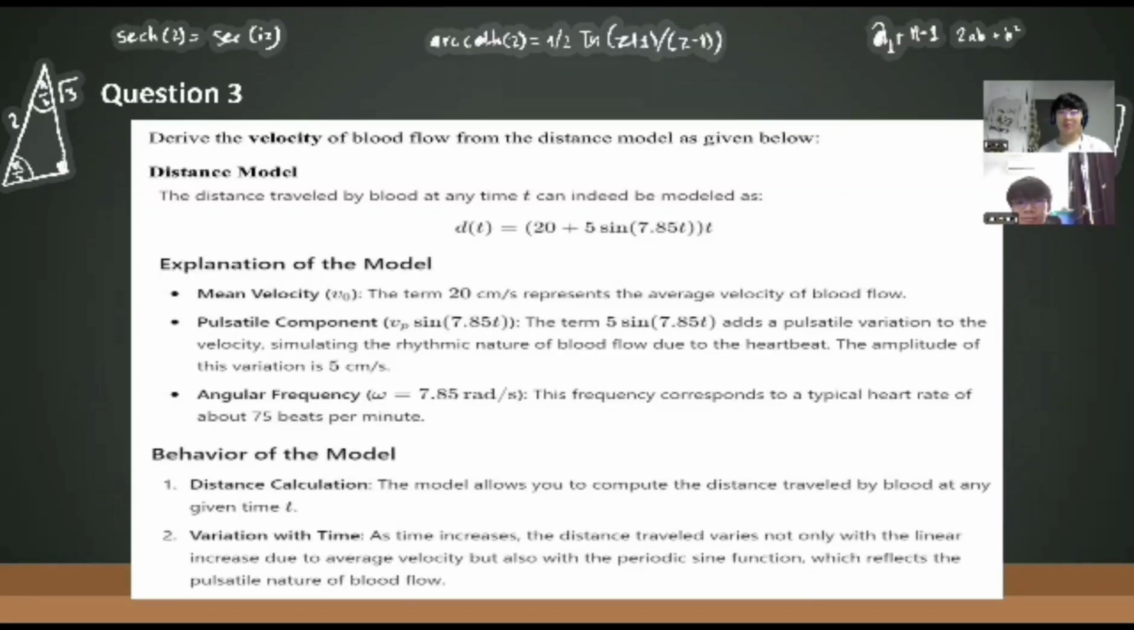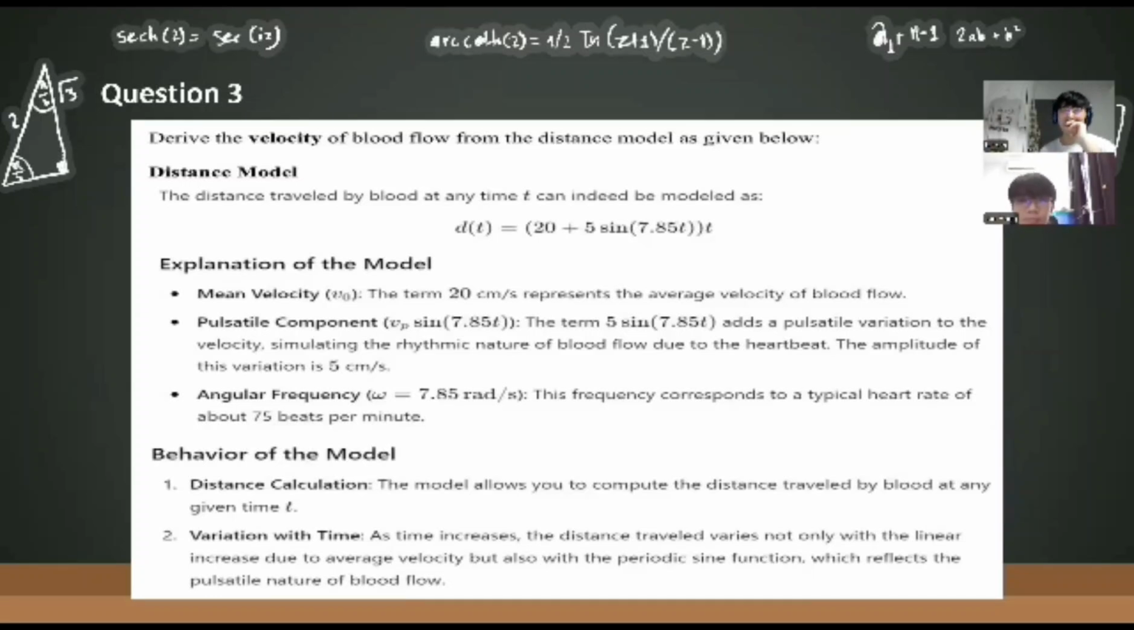To explain the model, the mean velocity v0, the term 20 cm per second, represents the average velocity of blood flow, whereas the pulsation component, 5 sin(7.85t), adds a pulsation variation to the velocity, simulating the rhythmic nature of blood flow due to the heartbeat. The amplitude of the variation is 5 cm per second, and the angular frequency ω equals 7.85 rad per second. This frequency corresponds to the typical heart rate of about 75 beats per minute.